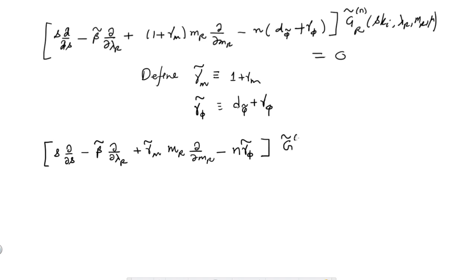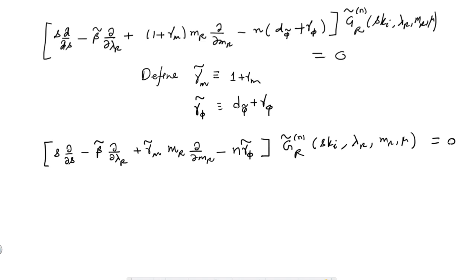G tilde N renormalized SKI lambda R MR mu. Okay, that's the equation that we have.